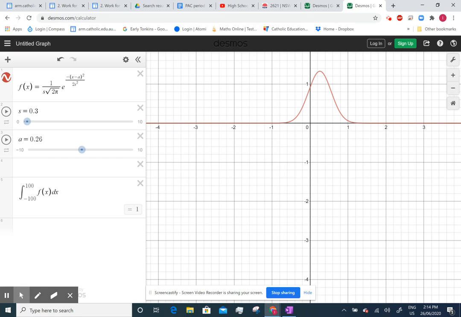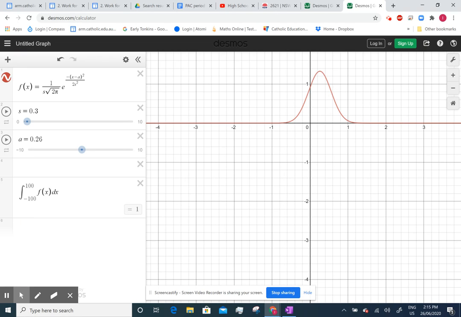Now, I tried to find the integral of the area under the curve, f of x, because I've got it there above, between infinity and negative infinity, hoping that it would give me 1, but it must have integer limits. So I said, all right, I'll go from 100 to negative 100. And look, it equals 1. So it's probably not exactly 1, but it's so close to 1 that it's given that variable.